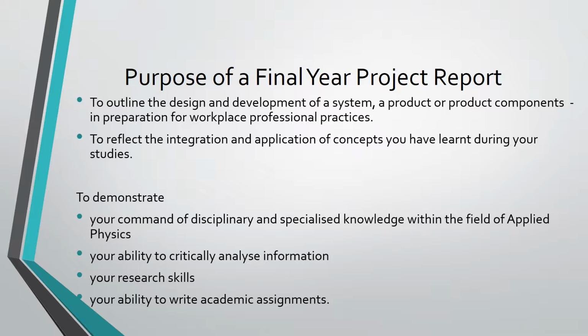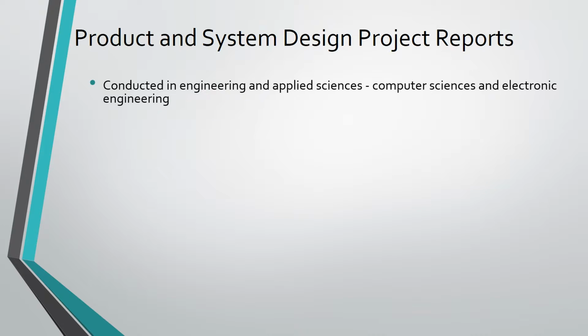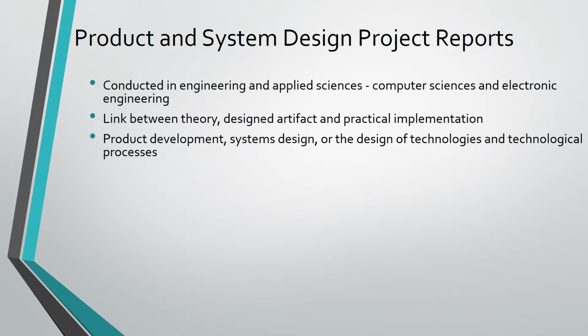This sort of investigation is often conducted in engineering and applied sciences, such as computer sciences and electronic engineering. It tries to establish a link between theory, the designed artifact, and practical implementation. This type of research may focus on product development, systems design, or the design of technologies and technological processes. The main objective of design research is to develop solutions to practical problems.